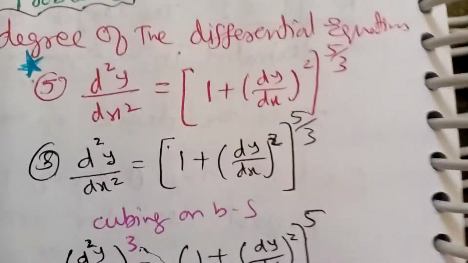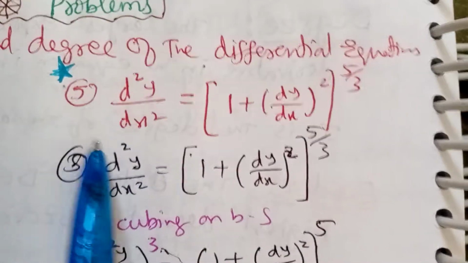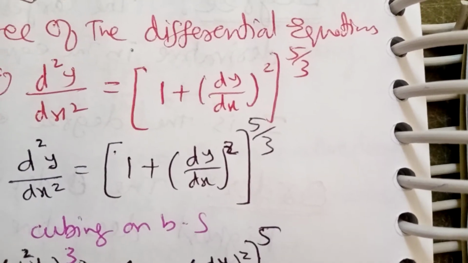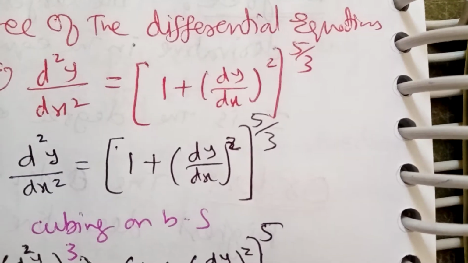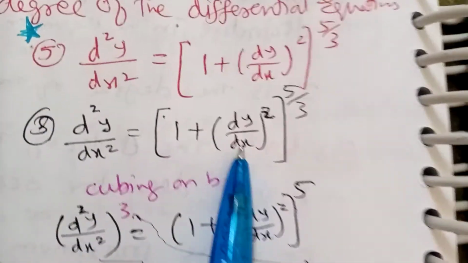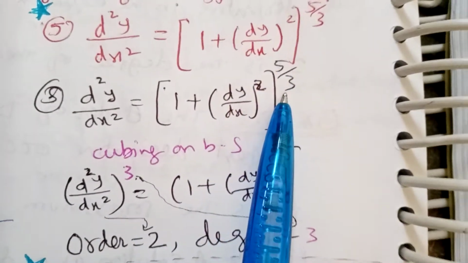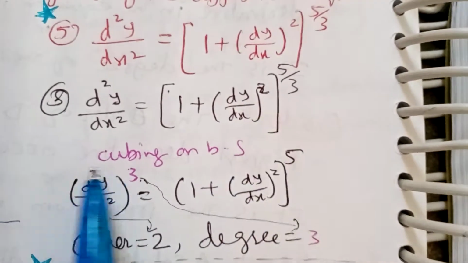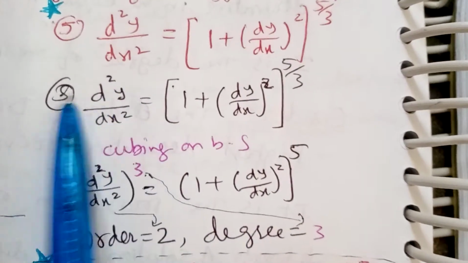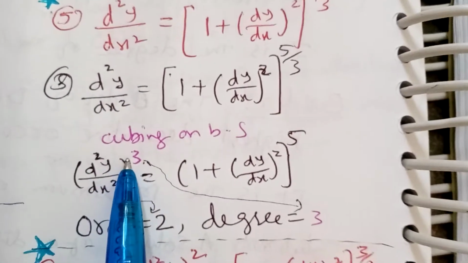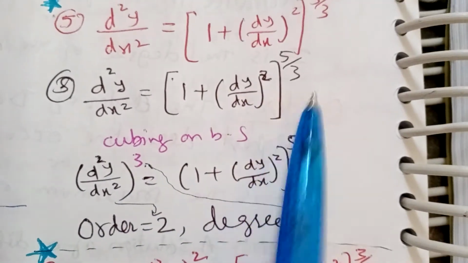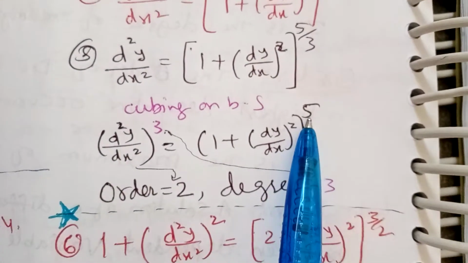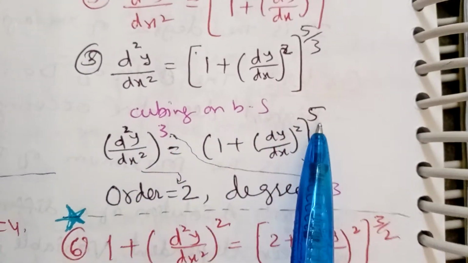Now next question, d²y/dx² is equal to (1 + (dy/dx)²)^(5/3). So given as it is, this is in fraction form. To reduce this, cubing on both sides. So (d²y/dx²)³ is equal to this power of 3. So this 3 and cube cancel, only 5 will remain.